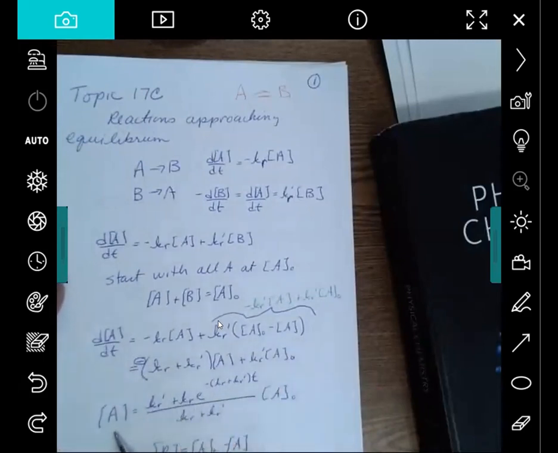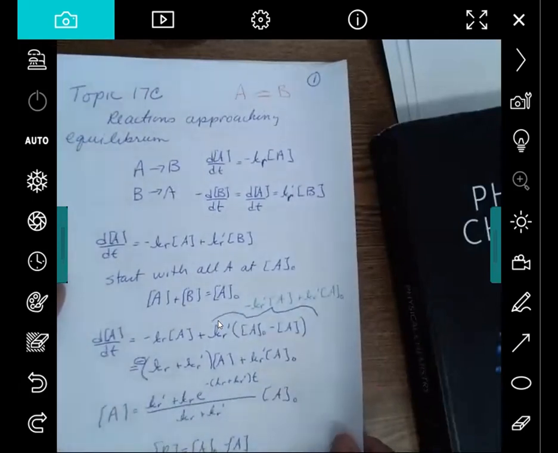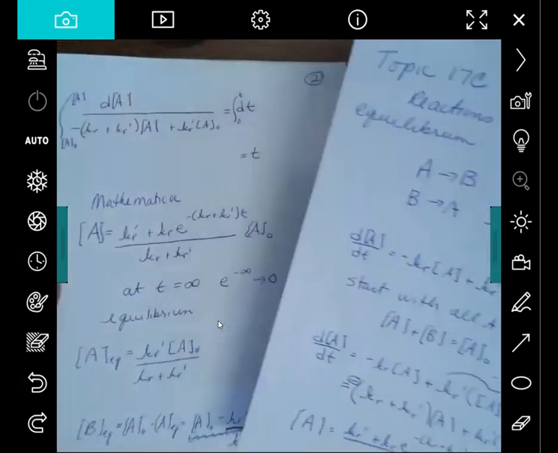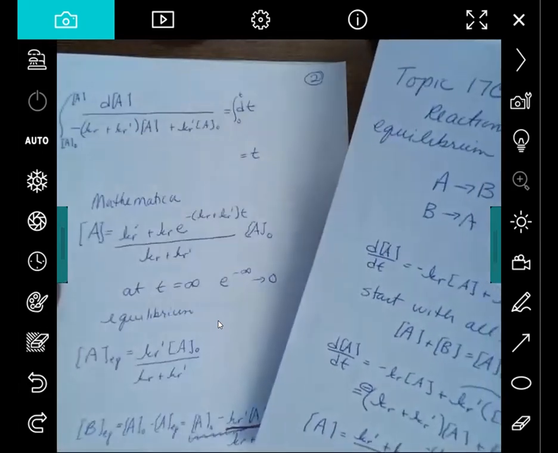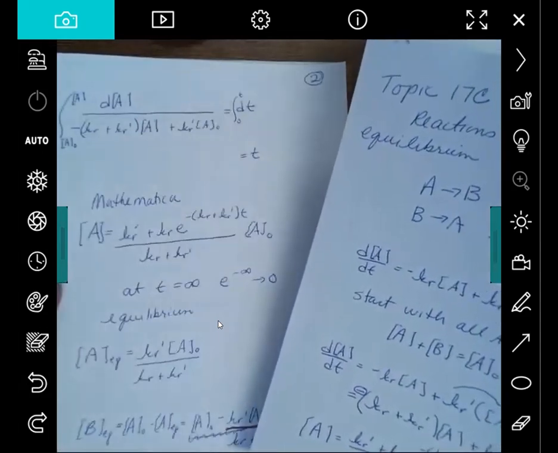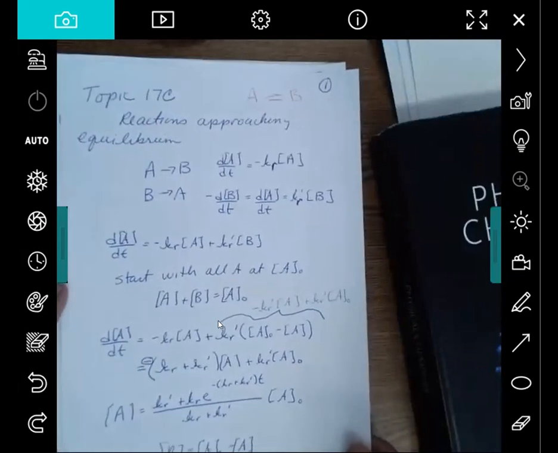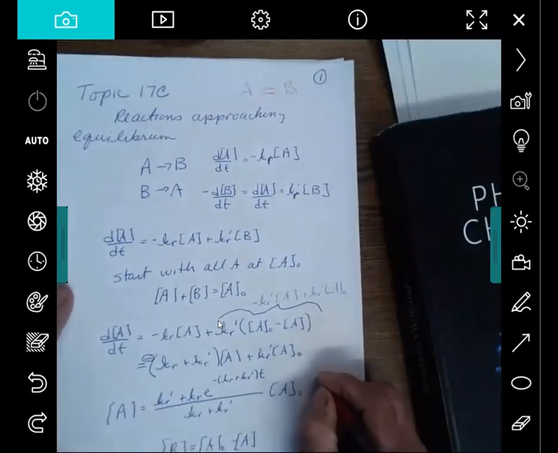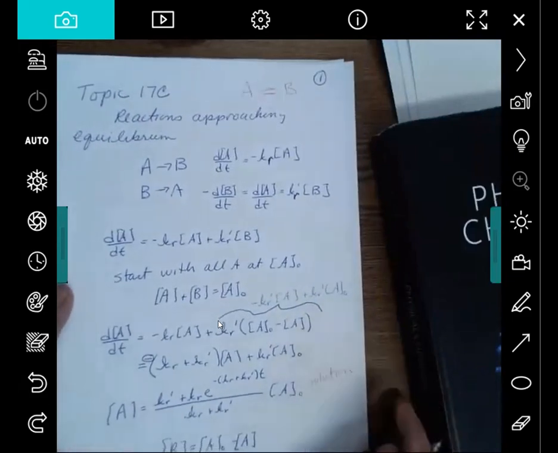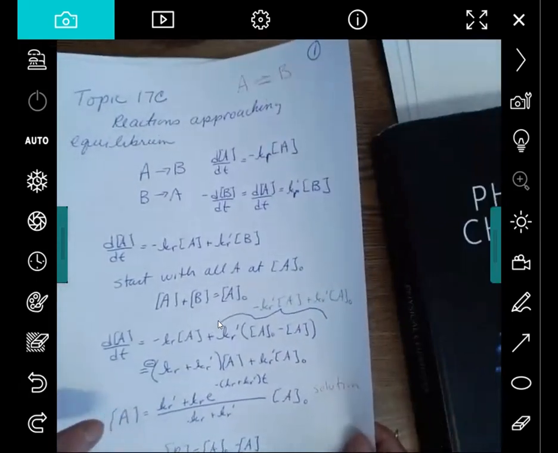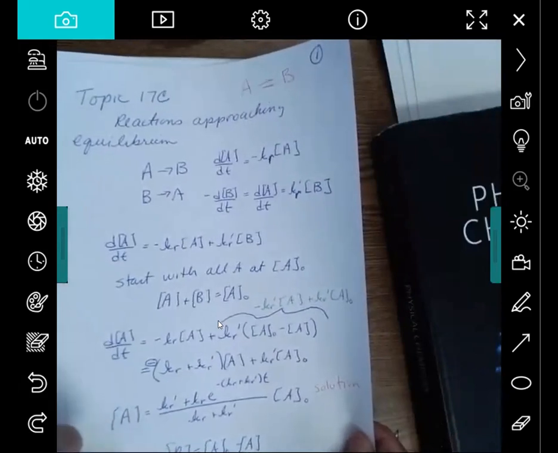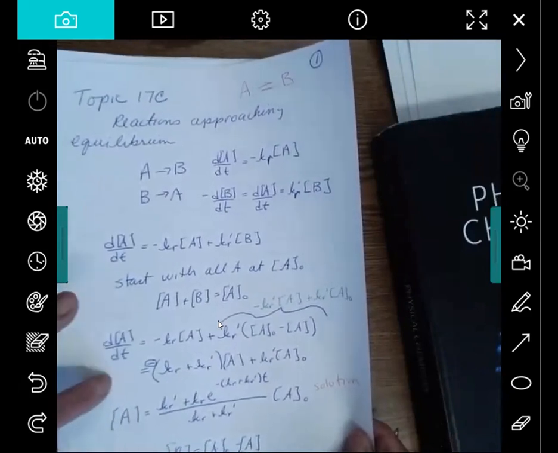And then this is after the integration. Okay. So this is the solution. This is the solution where you can get the concentration of A and the concentration of B, but we had to go back here and integrate it.